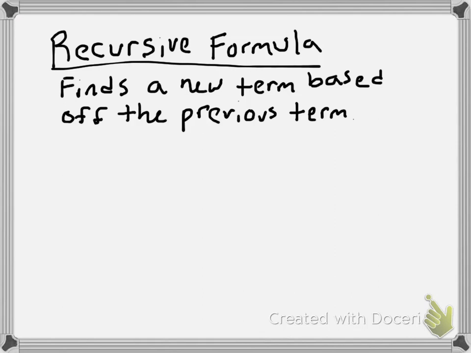So now recursive actually does deal with sequences as well. But for a recursive, like the name implies, you're finding your next term from using the previous term. So basically, if you know the second term, you use that to find the third term, and you use the third term to find the fourth term, and then you use the fourth term to find the fifth term, etc. So with a recursive, you have a starting point, and you just add your common difference or multiply your common ratio in order to get to the next one. So recursive formulas, as I have defined here, is finding a new term based off of the previous term.